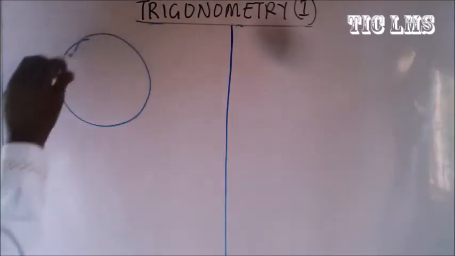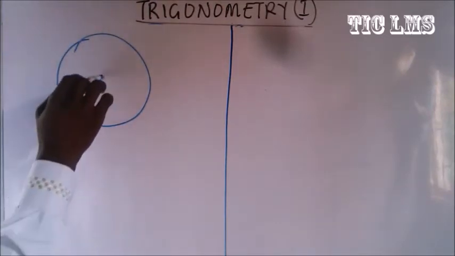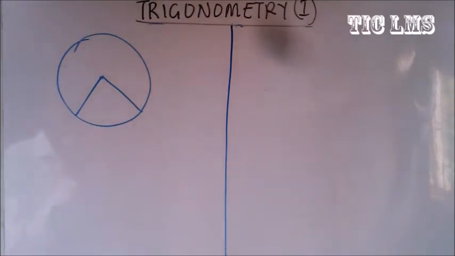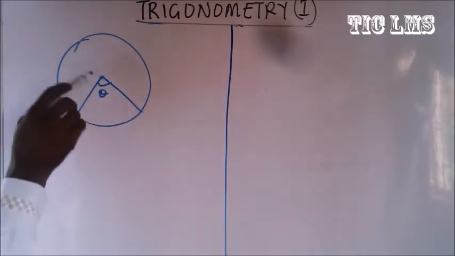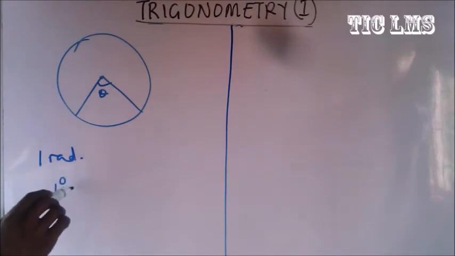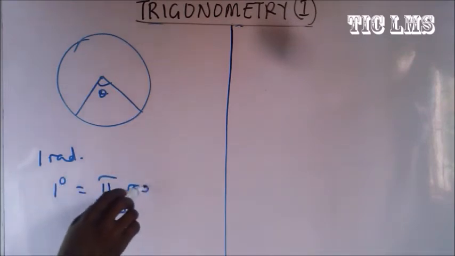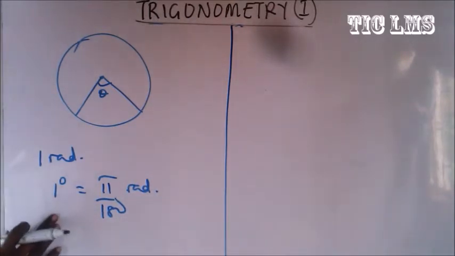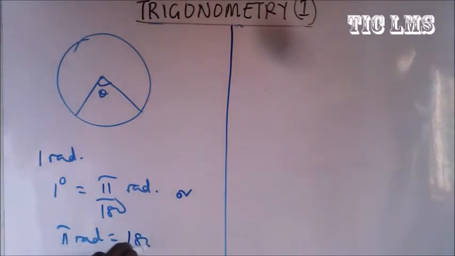Next, we have that when we have a circle like this and it subtends an angle, whereby this is a minor sector, right? So we have an angle here which is known as theta. Now we measure a radian as the angle subtended at the center of a circle by an arc equal in length to the radius. And so the length of this arc being equal to this radius gives us 1 radian. And then we have that 1 degree equals pi over 180 radian. This is a conversion between degree and radian, or we may have it that pi radian equals 180 degrees. We shall surely solve questions that relate to this so that we can understand better.